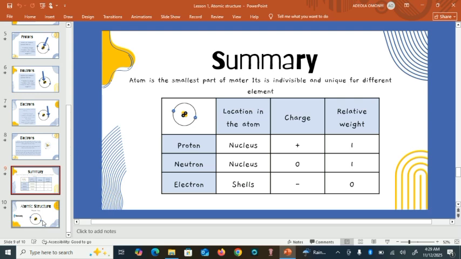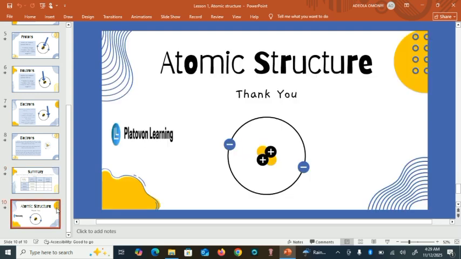I said there are 3 subatomic particles, which are the proton, the neutron, and the electron. The proton is located in the nucleus. It is positively charged with a relative weight of 1. Neutron is neutral. It's located in the nucleus as well, just like the proton, with no charge and a relative weight of 1. Electron is located in the shell, around the orbit, orbiting the nucleus. It is negatively charged and very, very light in weight.